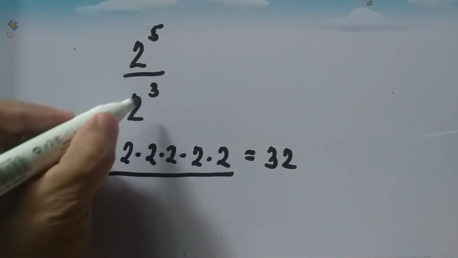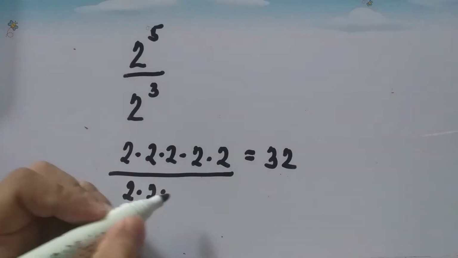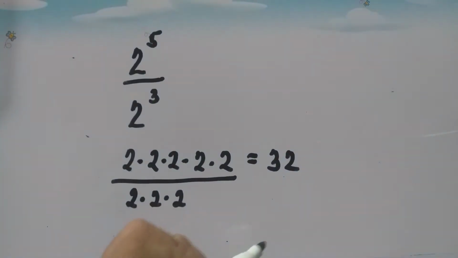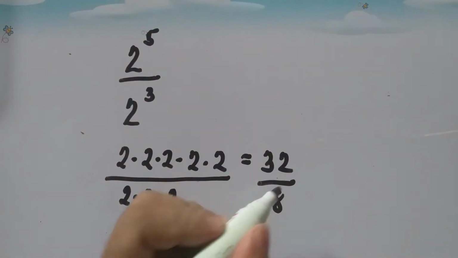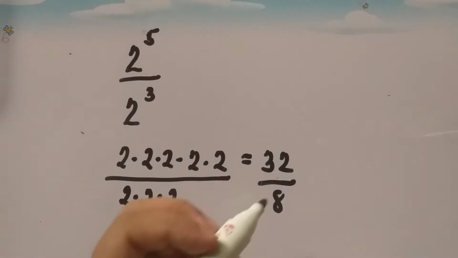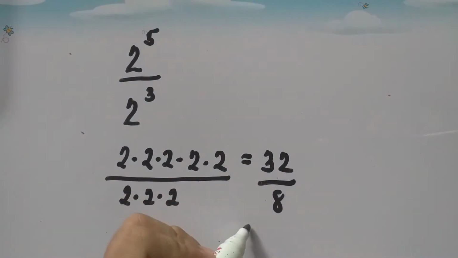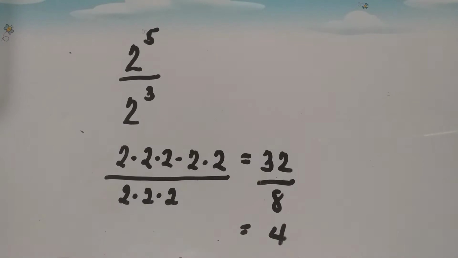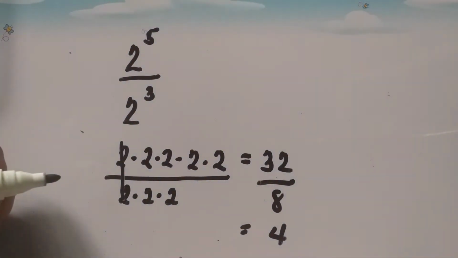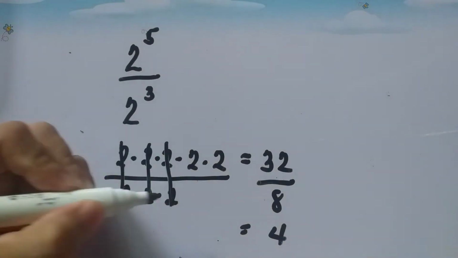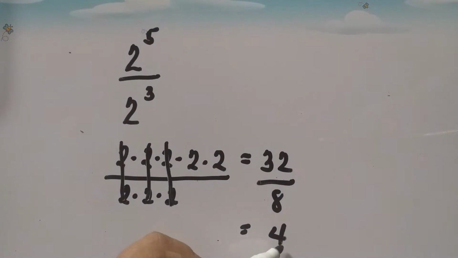And 2 cubed means 2 times 2 times 2, wherein the product is 8. So if we divide 32 by 8, the quotient is 4. Or you may simply cancel out the common factors 2. Then what is left is the product of 2 times 2, which is 4.